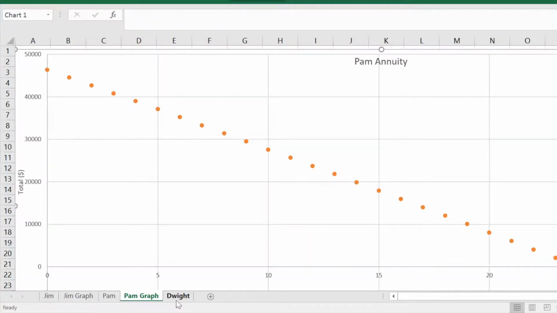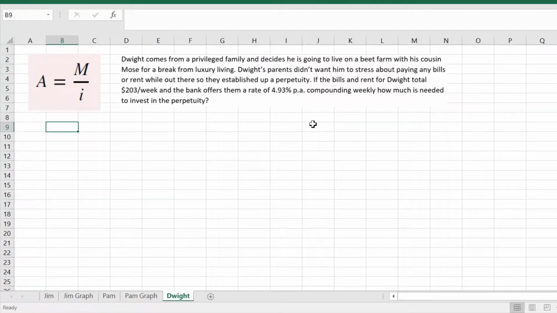Now, finally, we get down to our last question. Now, perpetuity is what we are dealing with here. So Dwight comes from a privileged family and decides he is going to live on a beet farm with his cousin Mose for a break from luxury living. Dwight's parents don't want him to stress about paying any bills or rent while out there, so they established a perpetuity. Sorry, there's a little typo there. So they established a perpetuity. If the bills and rent for Dwight total $203 a week and the bank offers them a rate of 4.93% per annum compounding weekly, how much is needed to invest in this perpetuity?